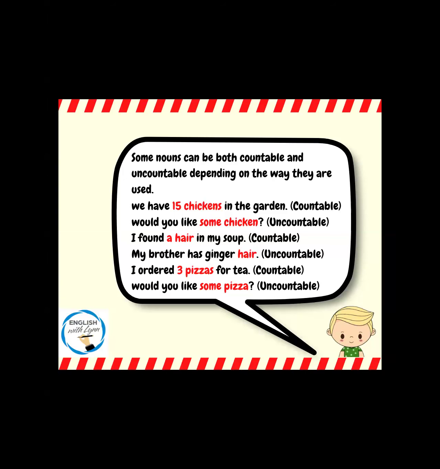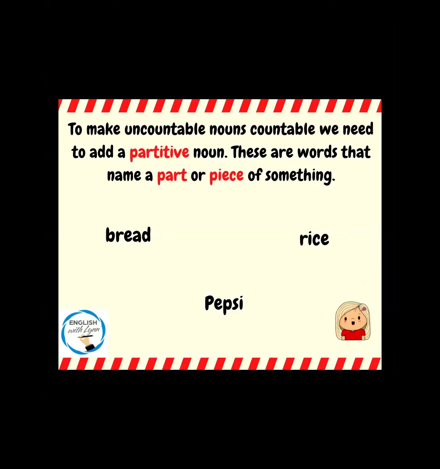We're going to look at how do you turn these uncountable nouns into a countable noun? And what you need to do is you need to add another noun to them. And that other noun that we add is a partitive noun. And the partitive noun tells us the piece or the part of the object.